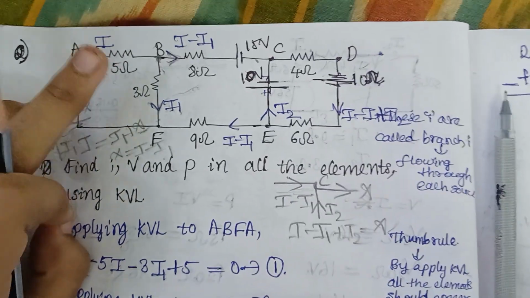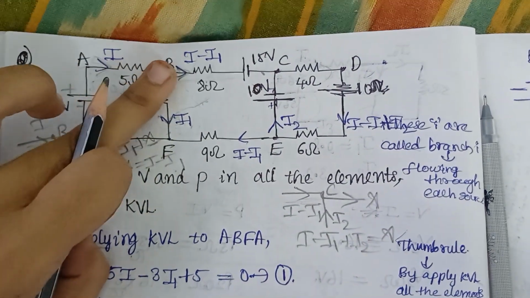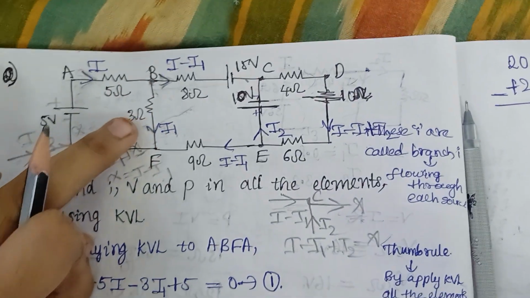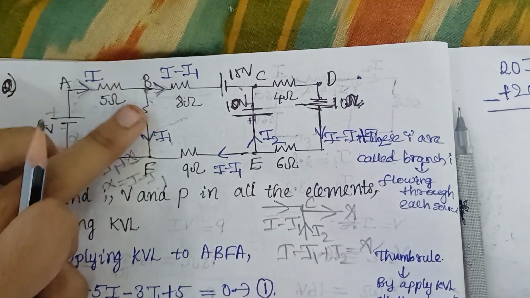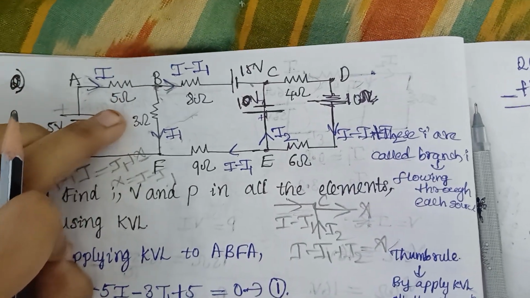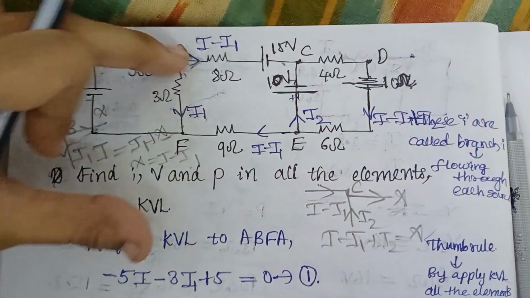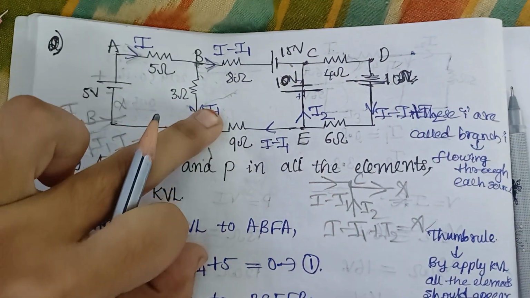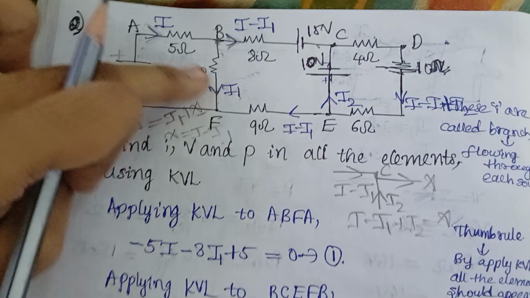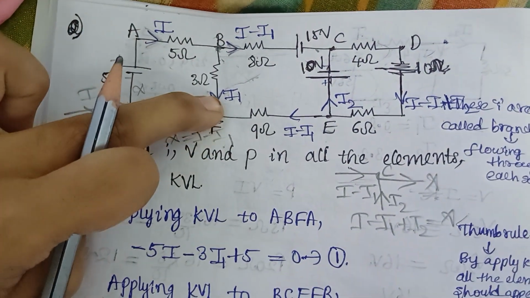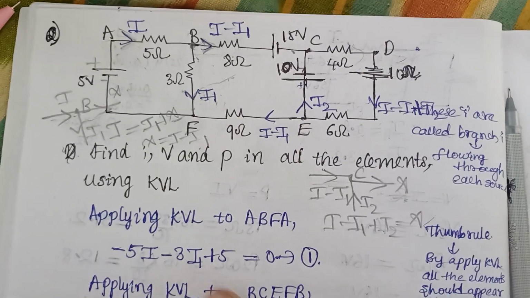Since current always flows from positive to negative, here you are moving from positive to negative, and we know that voltage V is equal to IR, right? So as we are moving from positive to negative, it should be minus 5 into I, as V is equal to IR. And now in this direction, your I1 is like this. Your current always flows from positive to negative. Again, since you are moving from positive to negative, here also your voltage will be negative, that is minus 3 I1.